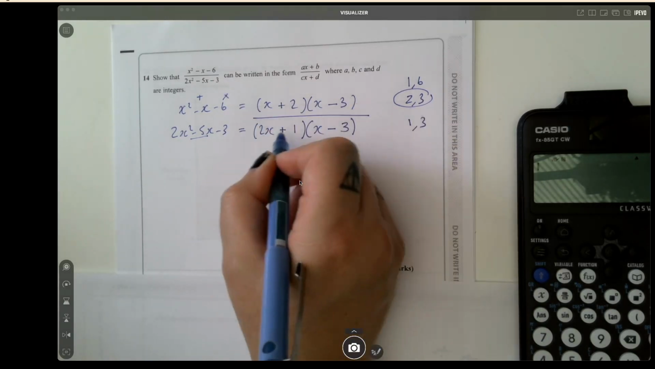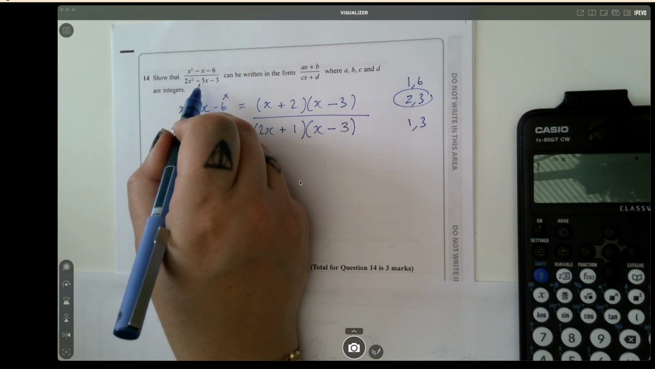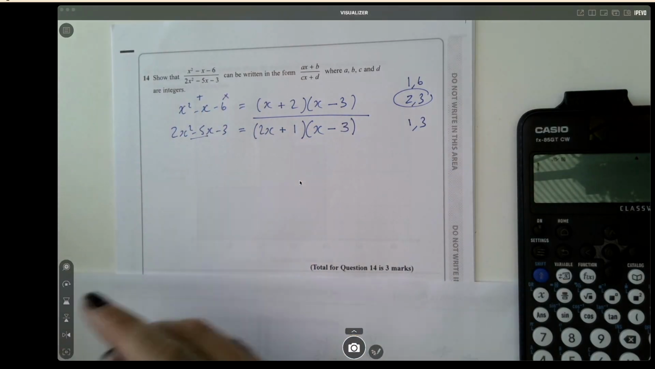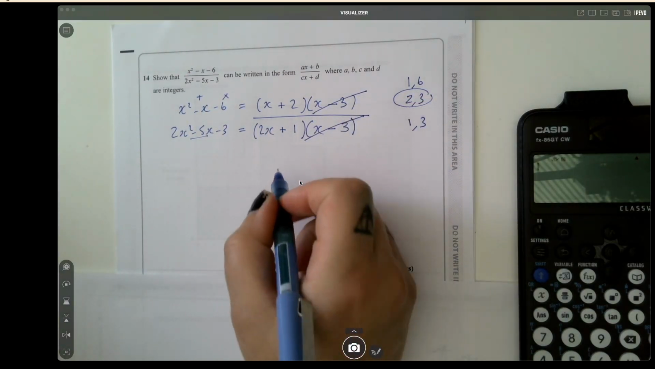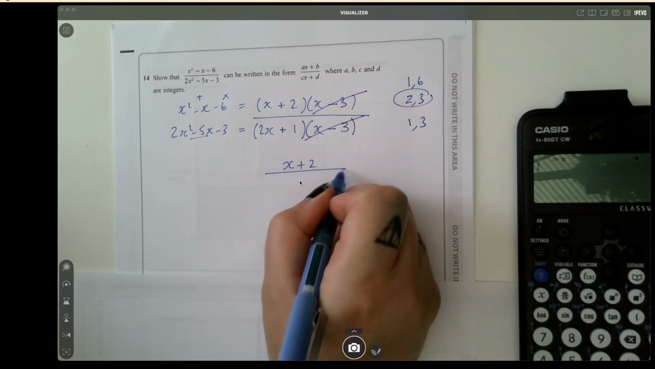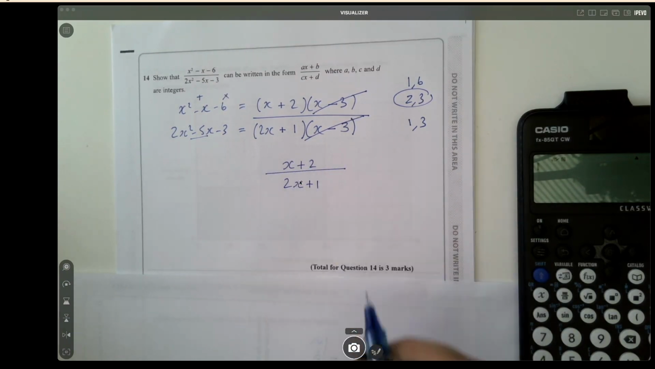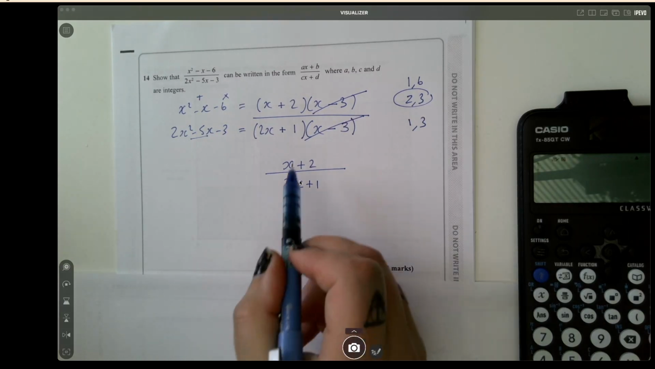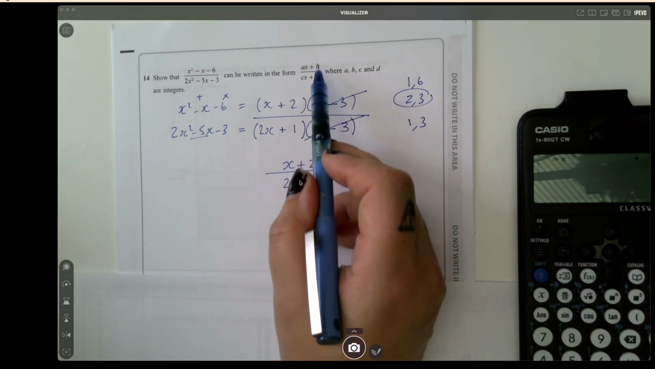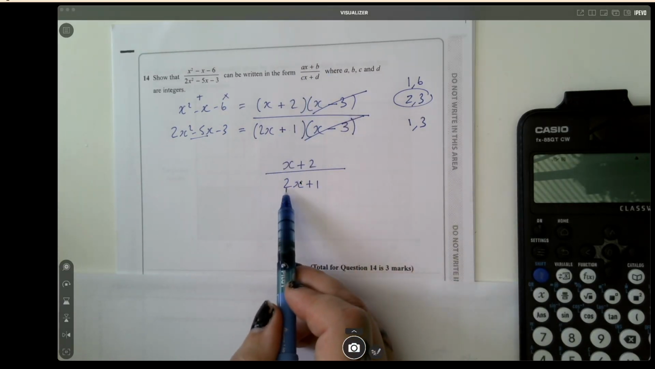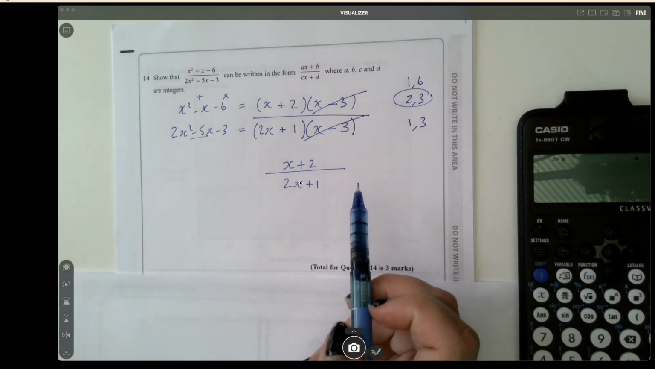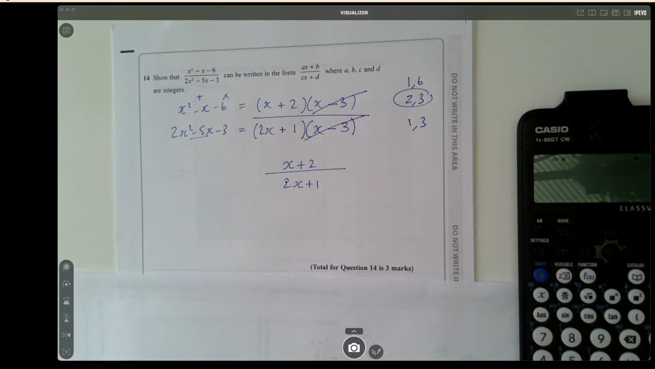So this is this algebraic fraction fully factorised. Now I can cancel out that common factor on top and bottom to leave me with x add 2 over 2x add 1. A is 1, B is 2, C is 2, D is 1. They're all integers, they're all whole numbers.